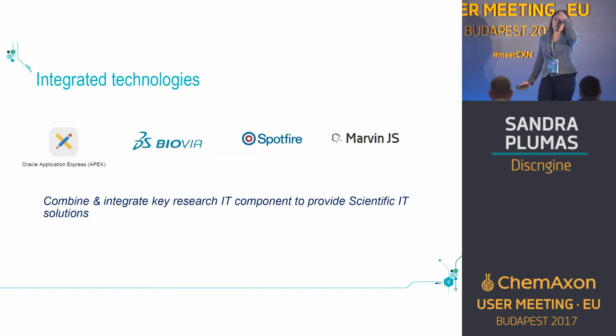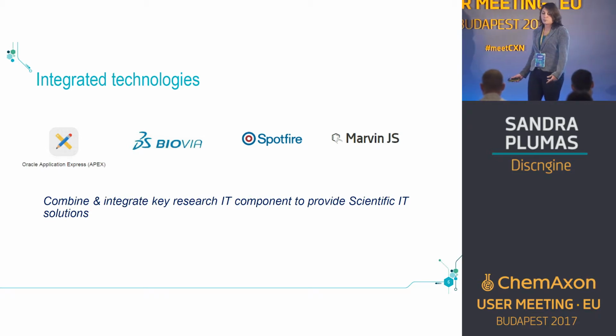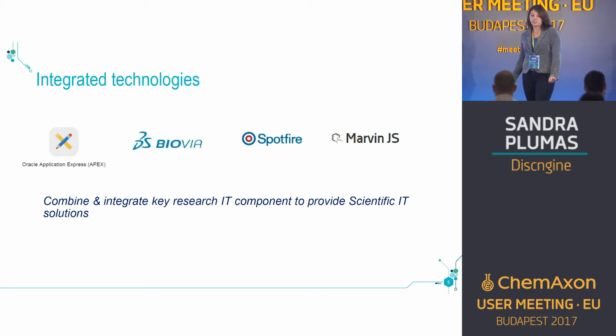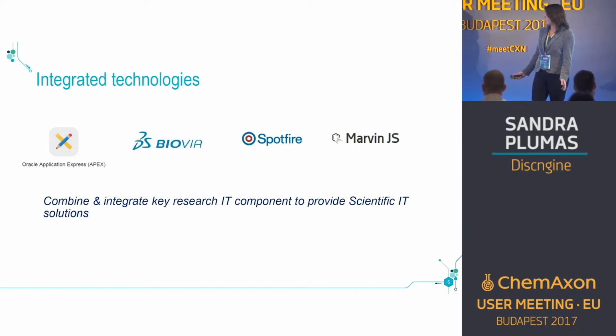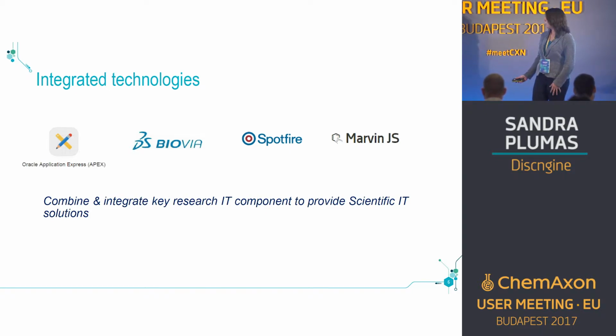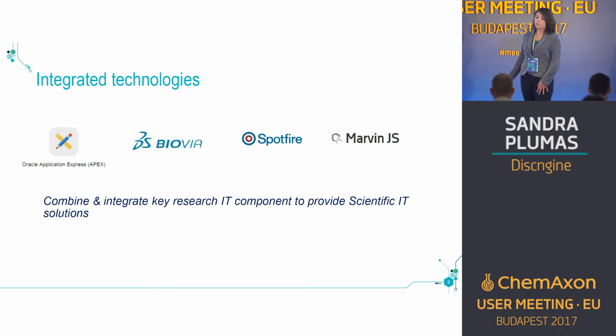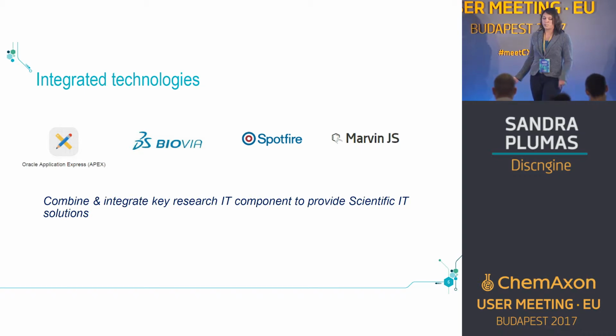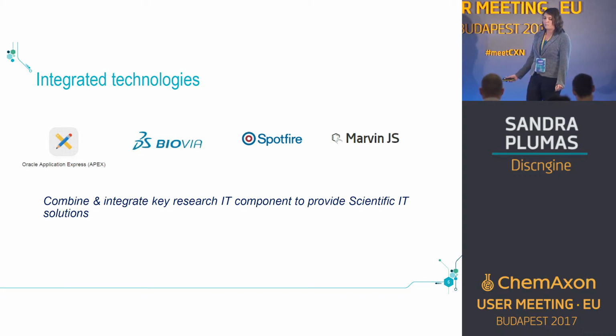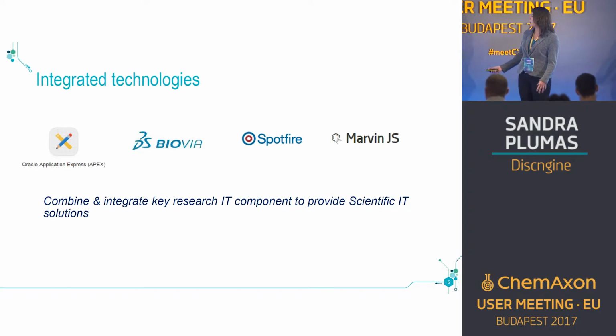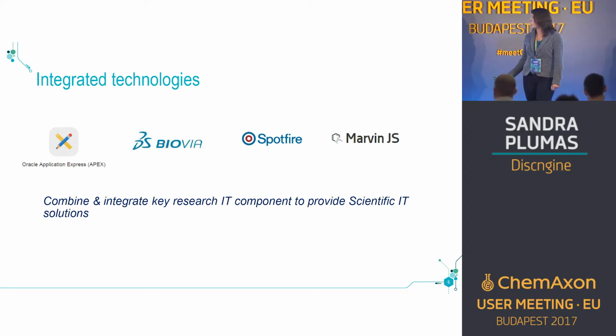So here are the technologies we use to integrate in our applications. So Oracle is used for databases, and Oracle Apex is a framework to develop our web pages. So Pipeline Pilot is used for the calculation workflows, TIBCO Spotfire for data visualization, and Marvin Sketcher is used to sketch molecules in our web pages. So all these research IT components are combined and integrated in order to provide our scientific IT solutions.